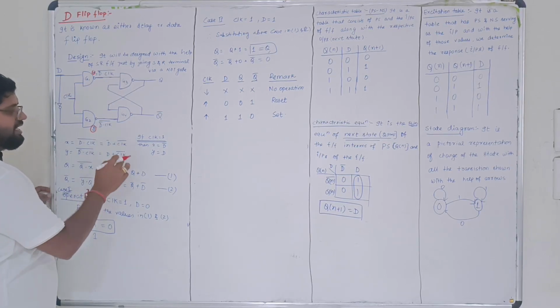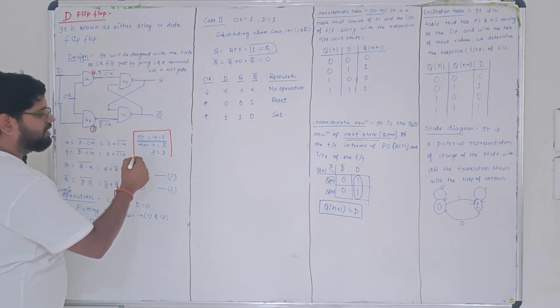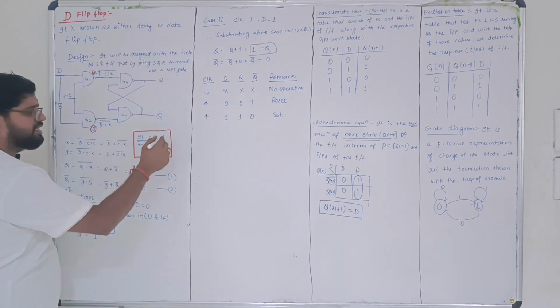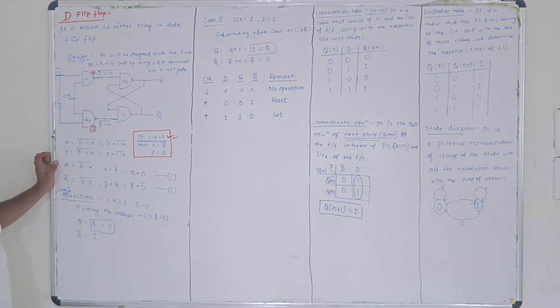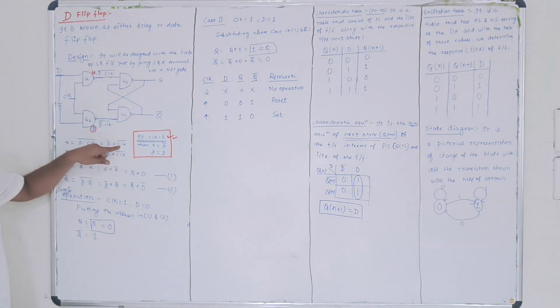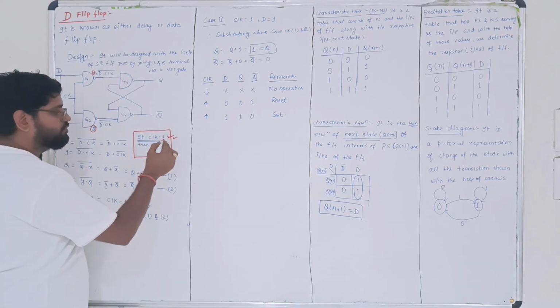Now, after that, we have taken a condition that if clock is equal to 1, then X equals D bar, Y equals D. Why am I taking clock equals 1? Because if clock becomes 0 during this condition, then this value will be 1, this value will be 1. That means it will not depend on the D input. If your output is not depending on input, what is the meaning of doing all those things? So we have to take clock equals 1.